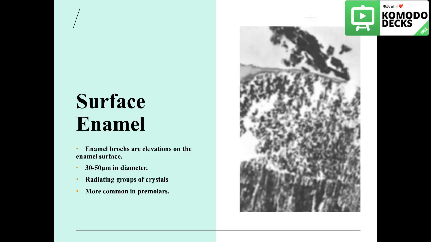Also, on the surface enamel, we can see something called enamel rocks or brocks. They are elevations on the enamel surface, 30 to 50 micrometers in diameter. They have radiating groups of crystals, and they are more common in premolars.